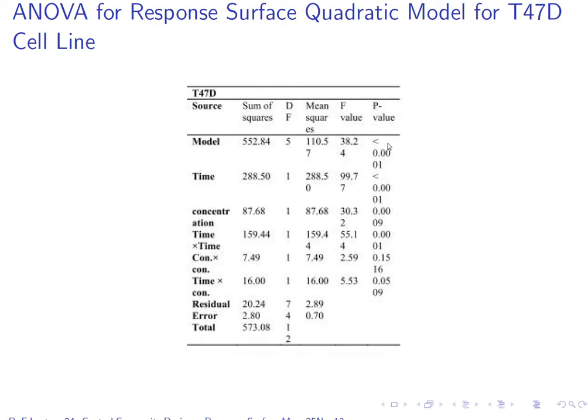the T47D cell line, the analysis of variance. Same thing, model, time, concentration, purely quadratic, two-factor interaction terms. What's evident here is that, so here's purely quadratic time squared, still explains the variation. One can assume from this that concentration does not, and it's unlikely that the two-factor interaction term explains, or at least that's how one would normally interpret these results.